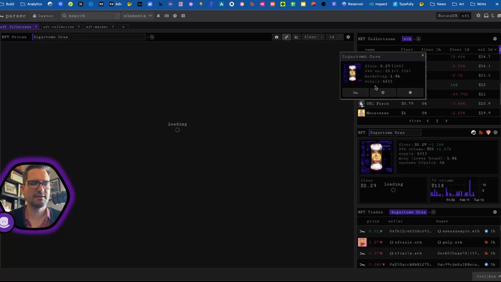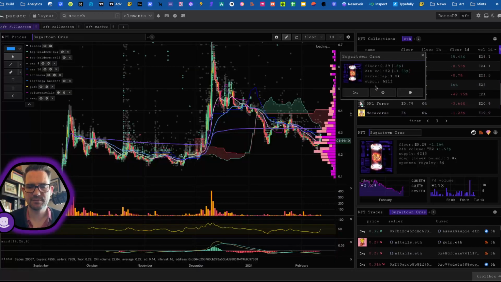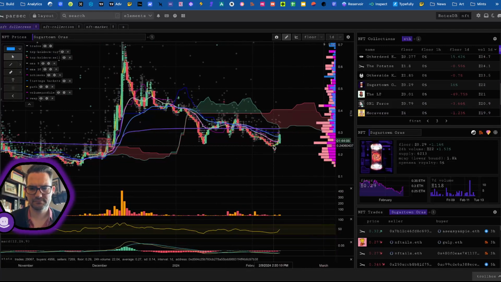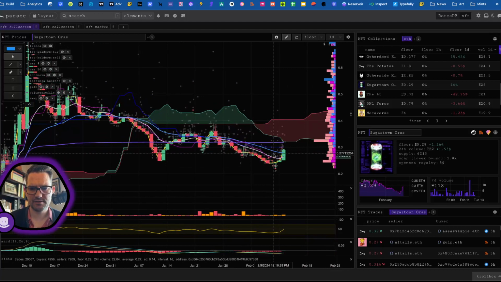Sugartown might be, I mean, that's the one game that I'm most excited about, just being Zynga. Nice little recent breakout here. It's got a ways yet to go. So a bounce off, or kind of a bounce off this 0.25, a dip below and then back up above.